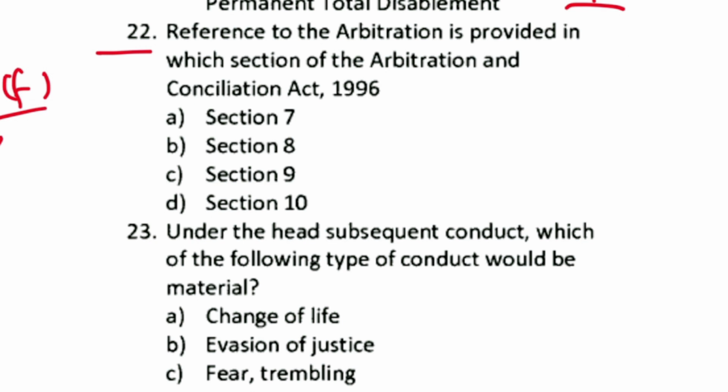Next 22. Reference to the arbitration is provided in which section of Arbitration Conciliation Act? In section 8. B is the answer.